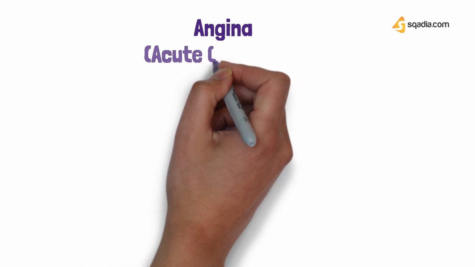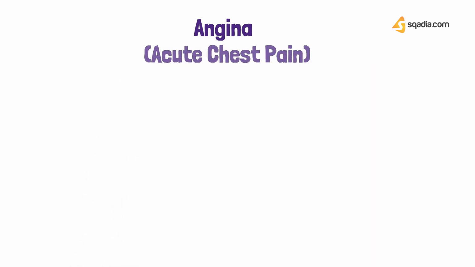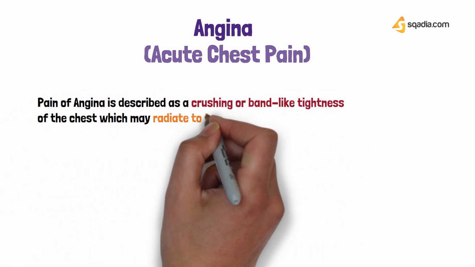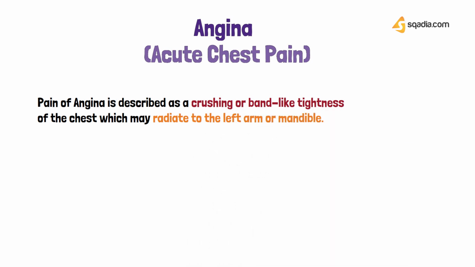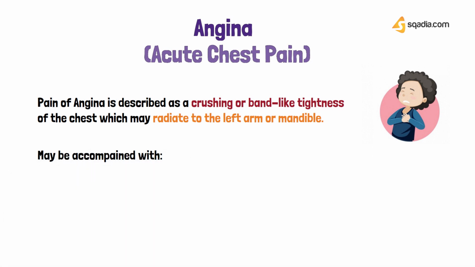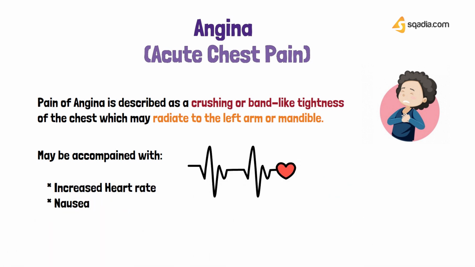Now we're going to talk about angina. Angina, also known as an acute chest pain episode. The pain of angina is usually described as a crushing or band-like tightness which may occur in the chest, and it usually radiates to the left arm or even upwards to the mandible. It can be accompanied by an increased heart rate or a feeling of nauseation.